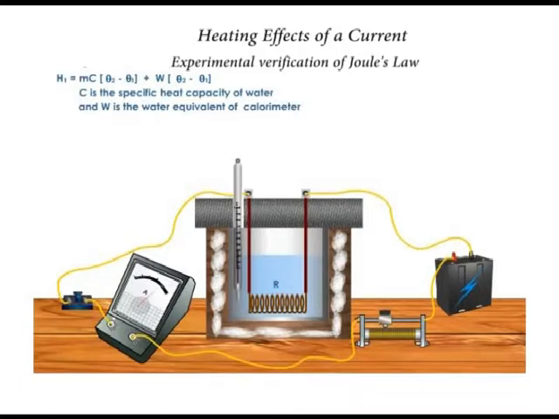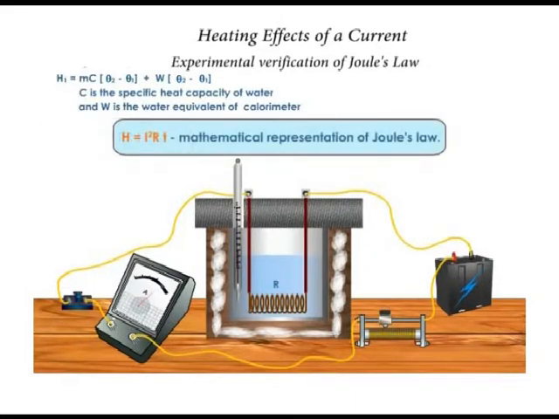The same experiment was repeated by passing the same current through a coil of resistance R for various time intervals. He observed that H1 by T1 is equal to H2 by T2 and it's equal to H3 by T3, or H is proportional to T. These observations were mathematically summed up as H is equal to I squared RT, and this is the mathematical representation of Joule's law.